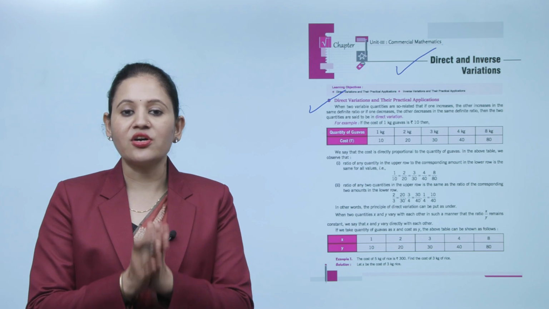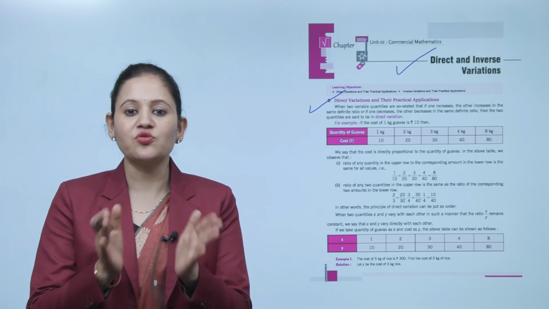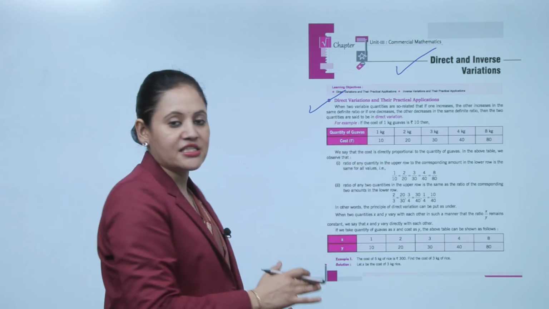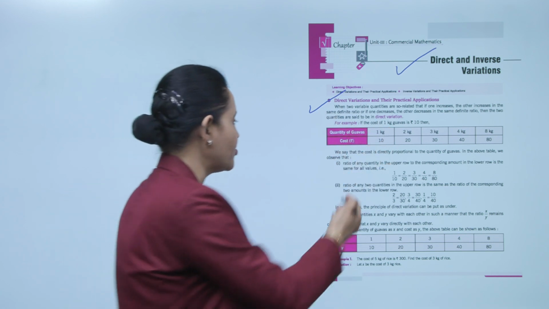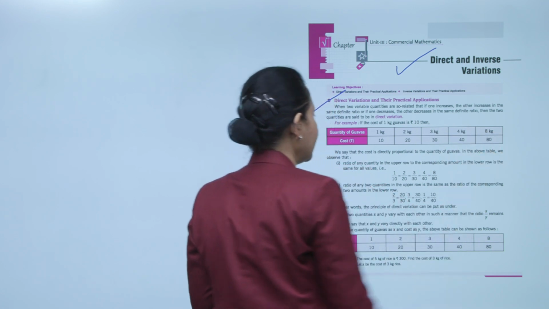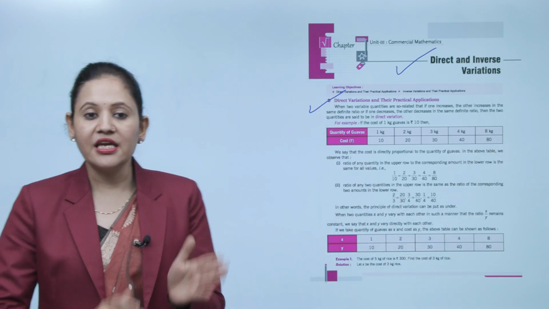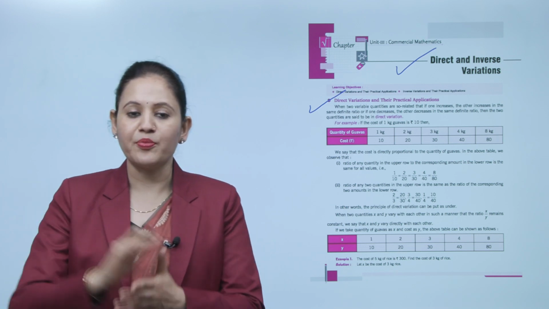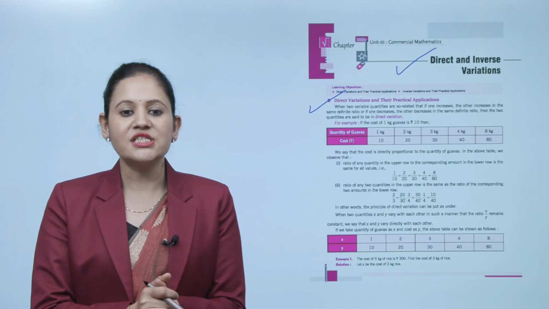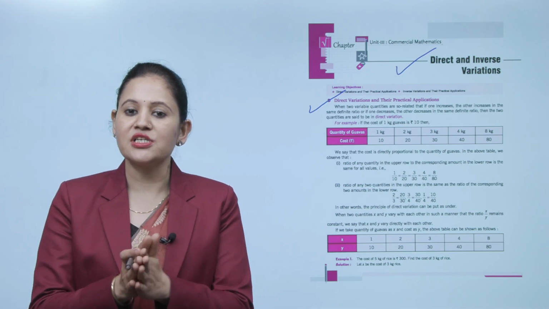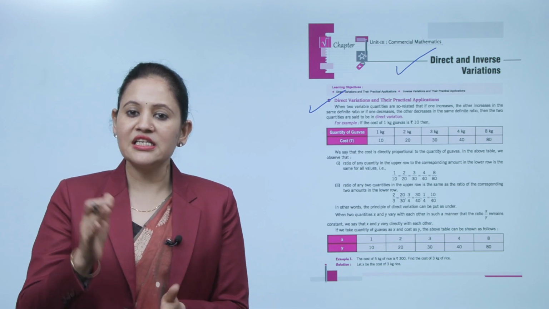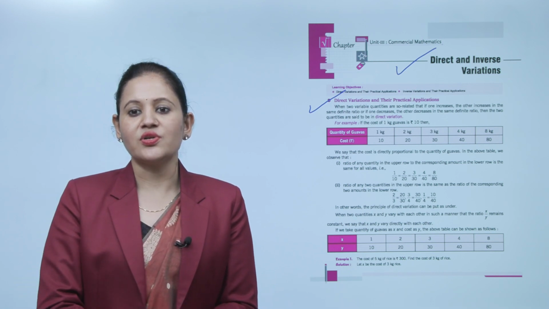For example, if the cost of 1 kg guavas is rupees 10, then if the quantity increases, so 2 kg 20 rupees, 3 kg 30, 4 kg 40, 8 kg 80. So they are increasing in the same proportion. If one quantity is increasing, the other is also increasing. We say that the cost is directly proportionate to the quantity of guavas. Means if the quantity increases, the cost will also increase.